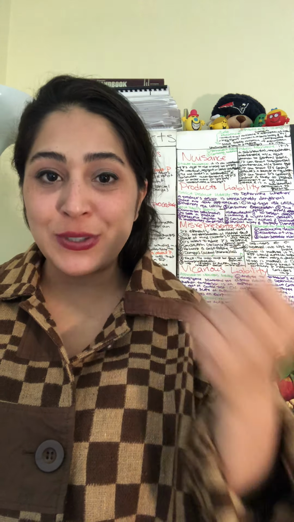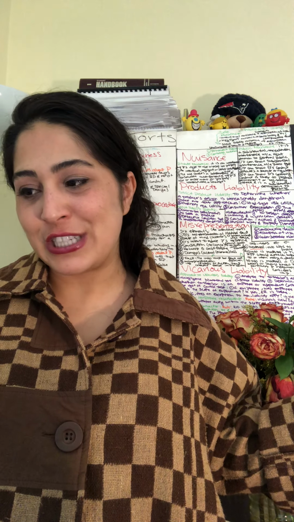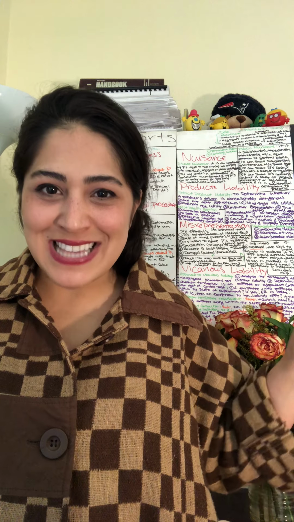So, what is torts all about? There are 7 types of intentional torts. There is battery. I'm going to make a video out of battery and assault, false imprisonment, intentional infliction of emotional distress, IIED, trespass to land, trespass to chattel, and finally conversion. So those are our 7 types of intentional torts.